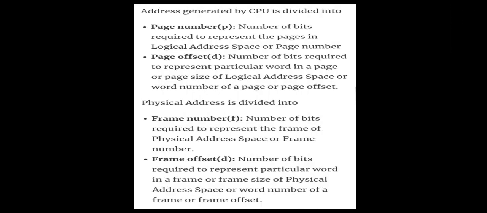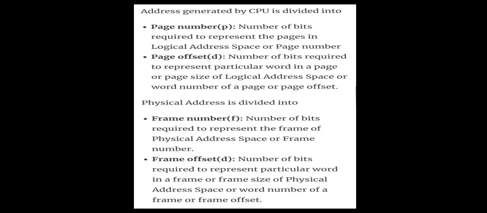So the address generated by the CPU is divided into your page number, which is P, and your page offset, which is D. The page number is the number of bits required to represent the pages in the logical address space. Your offset is the number of bits required to represent a particular word in a page, or the page size of your logical address space, or the page offset.